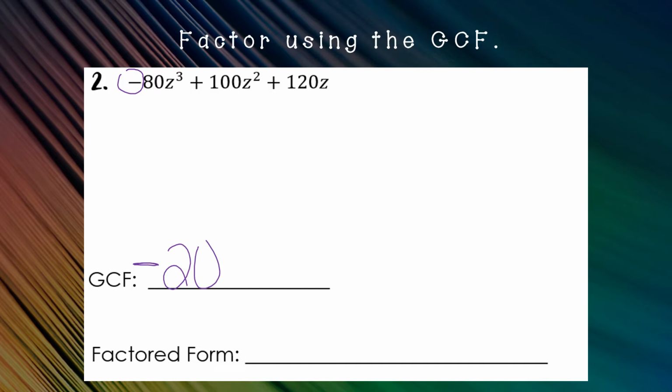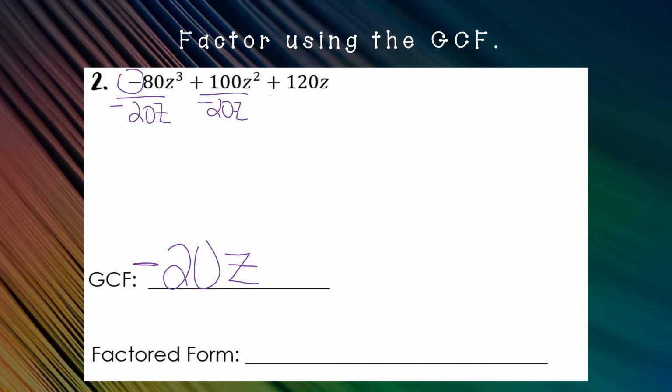So then we need to look, do they all have at least one z? Yes, they do. So we know at least z is part of the GCF. Do they all have at least a z squared? And no, they do not, because this last term just has a single z. So all we can take out is a z. I can't take out more z's than what we have. So z is the greatest amount that they have in common. It's not the greatest amount of z's total, but it is the greatest that they have in common. So I'm going to divide everything by negative 20z.